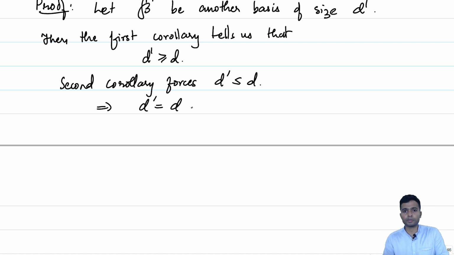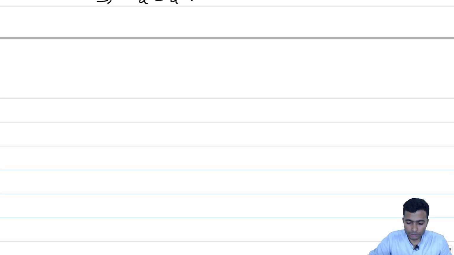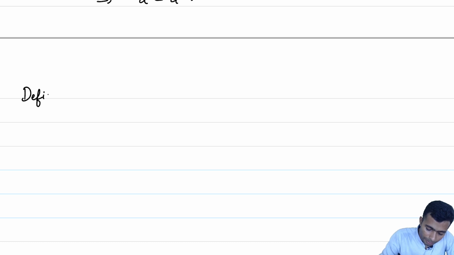And therefore, we have established that if you start off with a vector space which has a basis of size d, any other basis should necessarily have the same number of elements. This number is special, so let us give a name to it. It is called the dimension of the vector space.